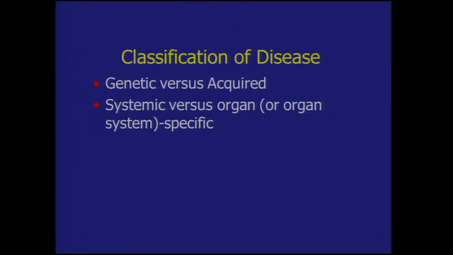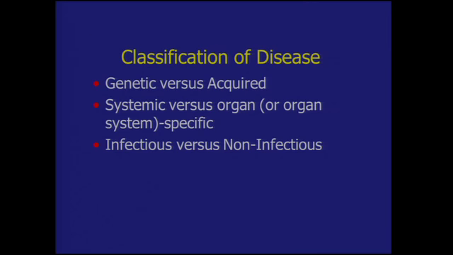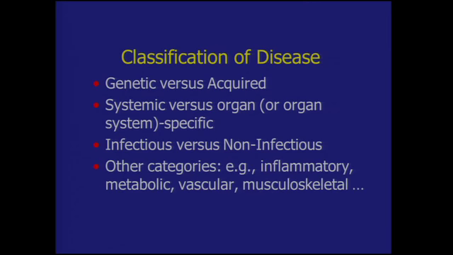There are systemic diseases that affect the entire body, like systemic lupus erythematosus, or SLE. Some of you may know people with a disease like that, or a number of other rheumatic diseases that affect the whole body. But then there are organ-specific diseases, like thyroiditis or pancreatitis. There are infectious and non-infectious diseases, as already alluded to. And there are lots of other categories. Some people talk about inflammatory diseases, metabolic diseases, vascular diseases. But a lot of these categories are overlapping. They don't carve up the universe of diseases into nice, neat little bundles.